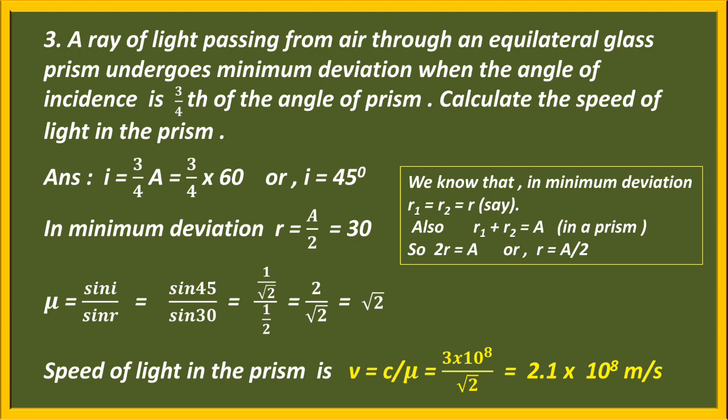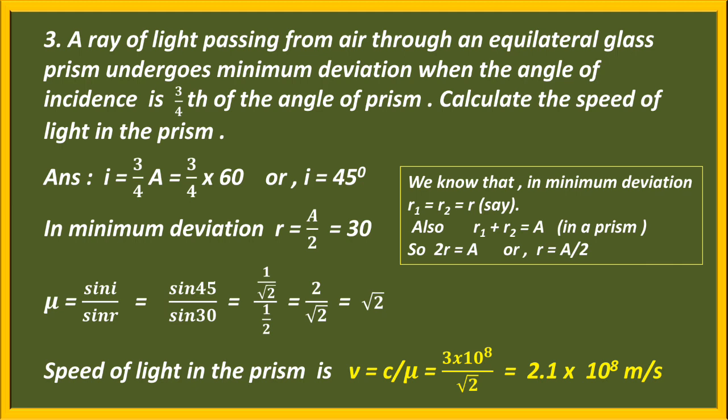In minimum deviation we know that R equal to A by 2. Since A, the angle of the prism, is 60, so R equal to 60 by 2 equal to 30. Again we can write mu equal to sin I by sin R, and I is 45, R is 30. So putting the value of sin 45 and sin 30, we get mu equal to 2 by root 2, which is root 2.